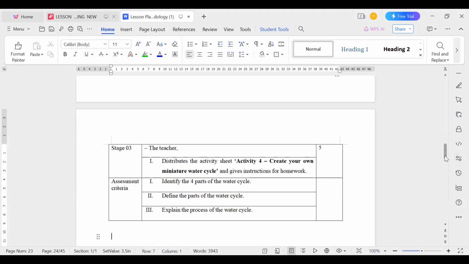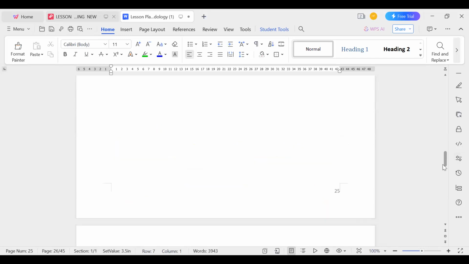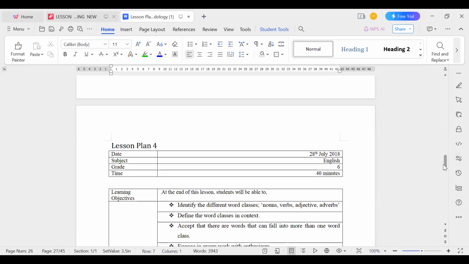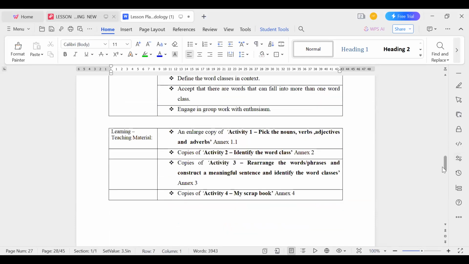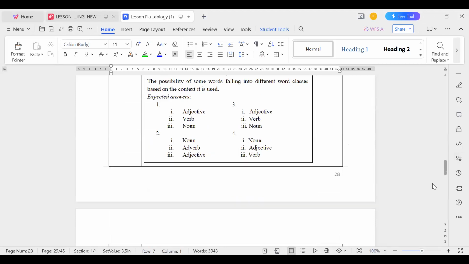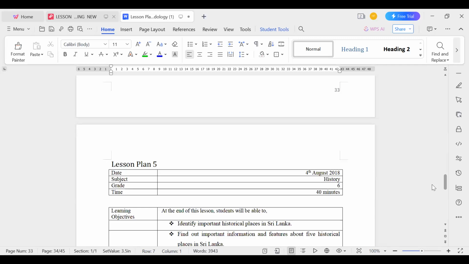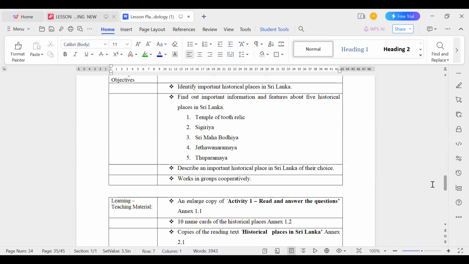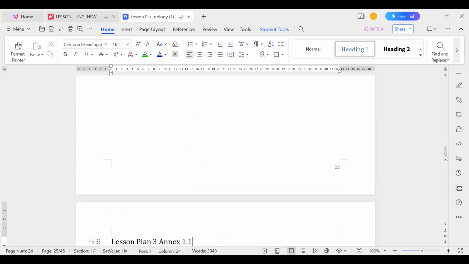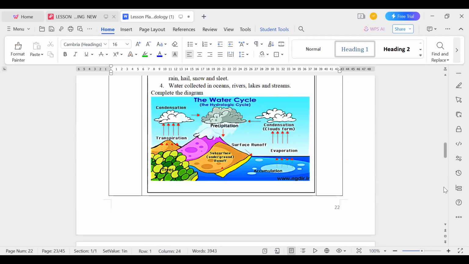So then after that, the annexures, but all the activities are not here. I'm very sorry about it. The activities are actually gone. That is what has happened.